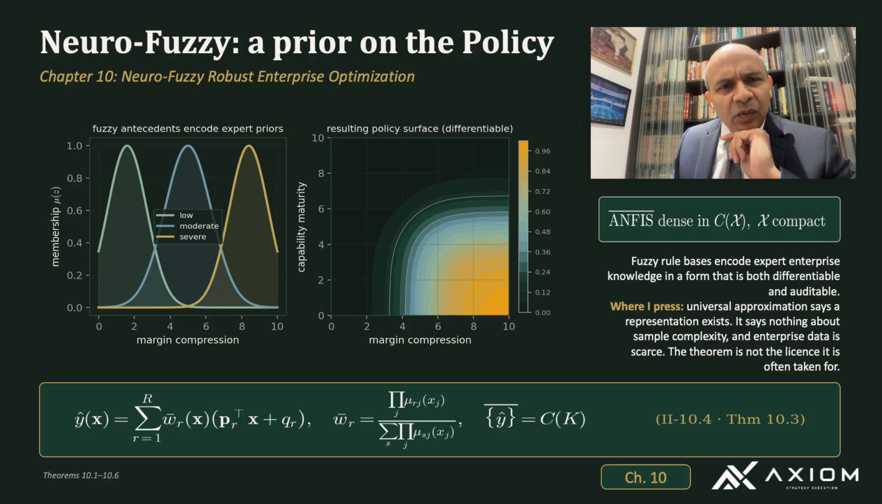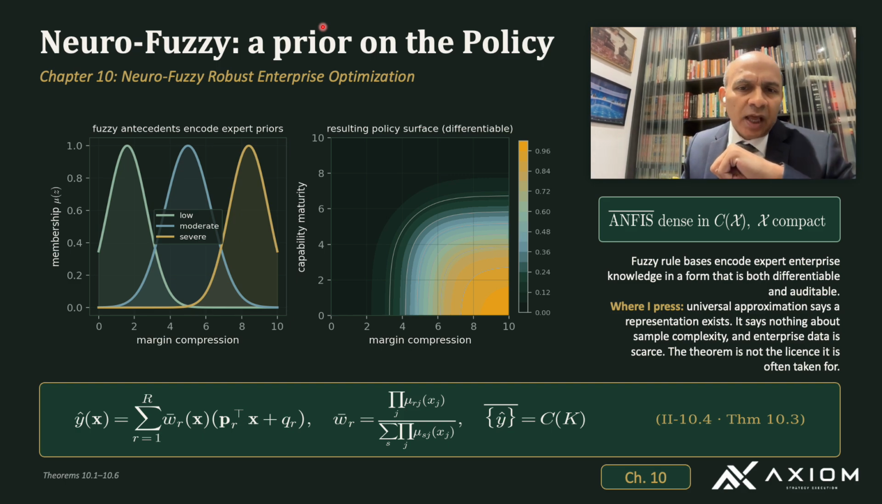So the universal approximation result we can see over here: the adaptive network fuzzy inference system, ANFIS, is dense in the continuous functions on a compact set. So any continuous enterprise decision rule can be approximated as closely as you like. The charts on the left side show fuzzy membership functions for the input margin compression.